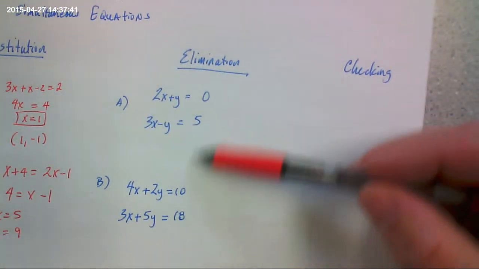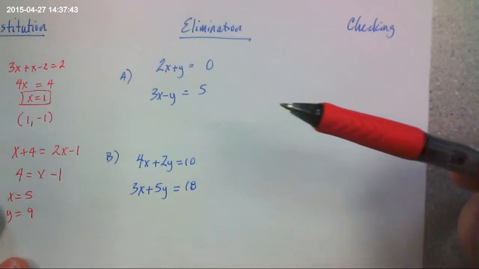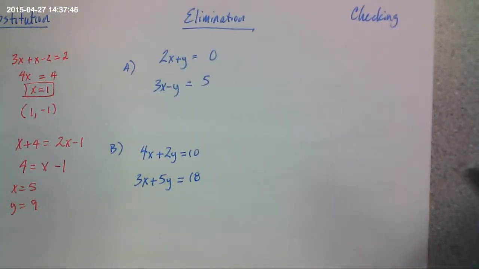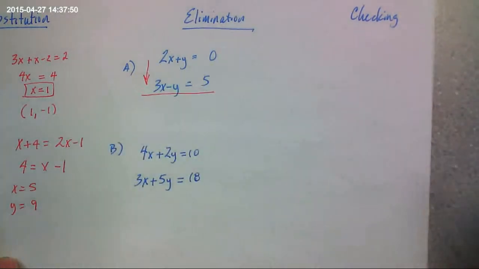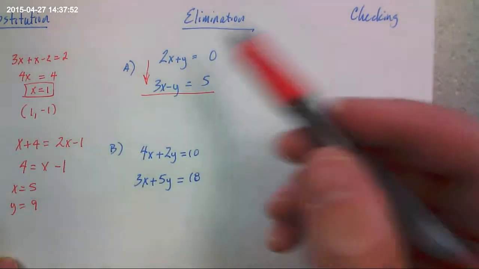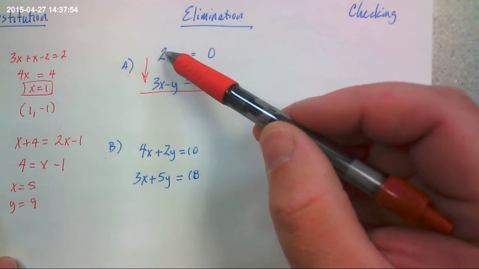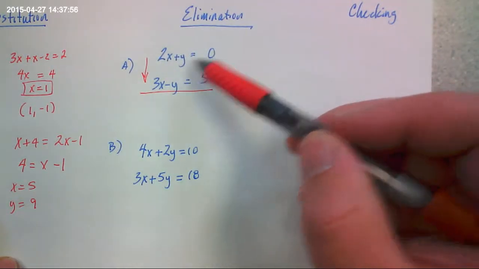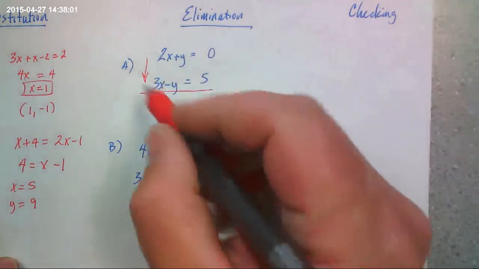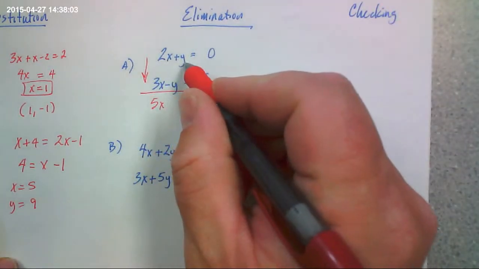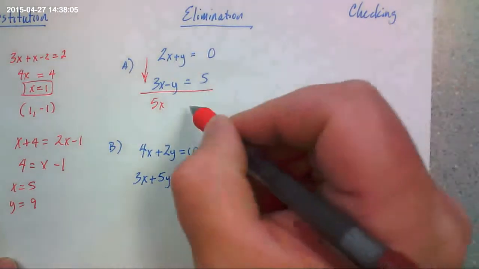When the equations are written in these fashions here, elimination often is the easiest way to solve them. What you're going to do is literally just add the like terms in a column. So you see I have ax plus by equals c, and ax plus by equals c. So I can just add these together. Look, I get 5x. Y minus y is 0.